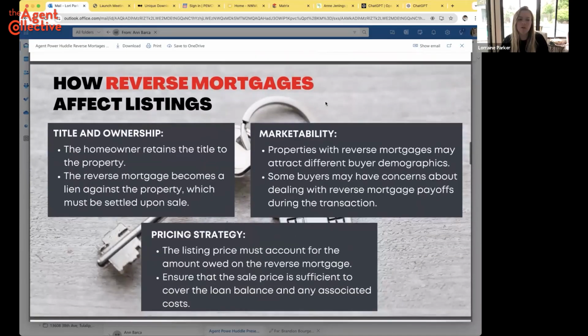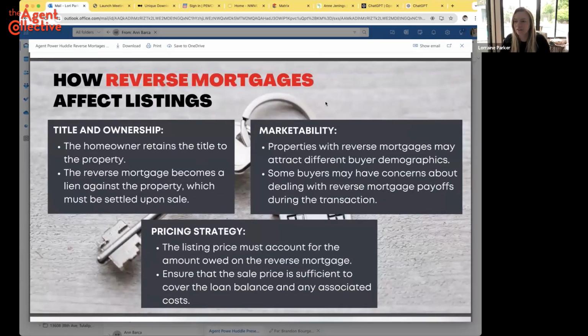Now, how reverse mortgages affect listings. This is what today is about, right? Title and ownership: the homeowner retains title to the property. The reverse mortgage becomes a lien against the property. When you pull title, the amount there is not the payoff amount. Like, I just cannot stress that enough. It is not the payoff amount.